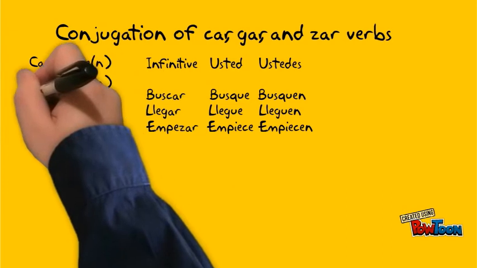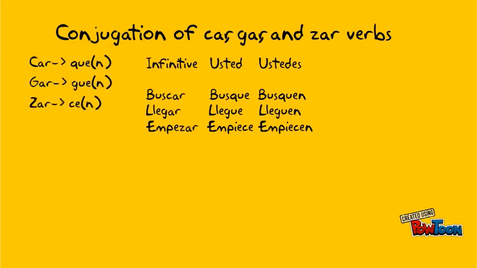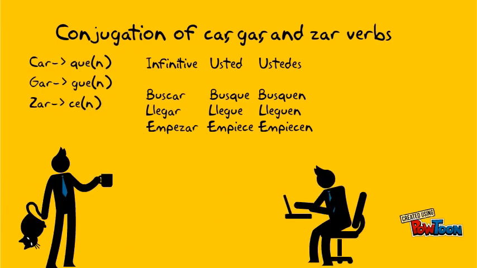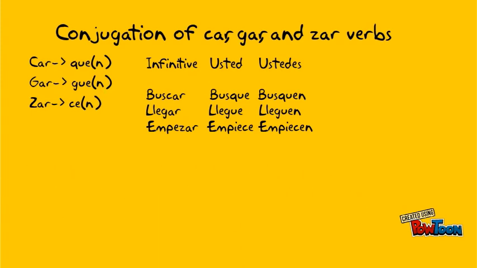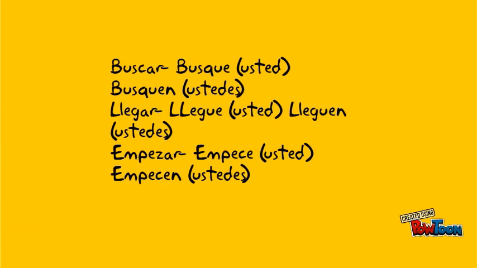This is how you conjugate car, gar, and zar. Car will change into que, gar will change into gue, and zar will change into ce. Here are some examples. Buscar. Usted form would be busque. Ustedes form would be busquen.